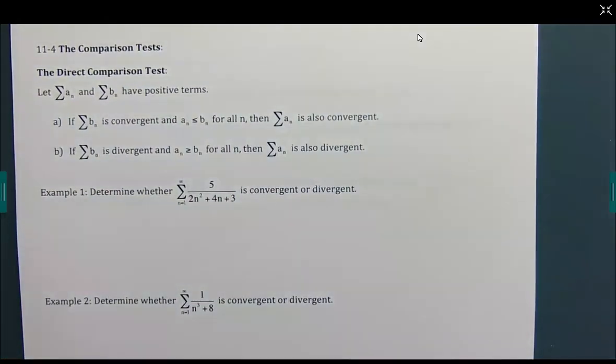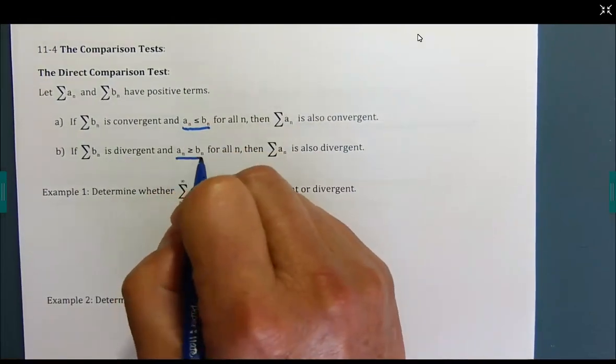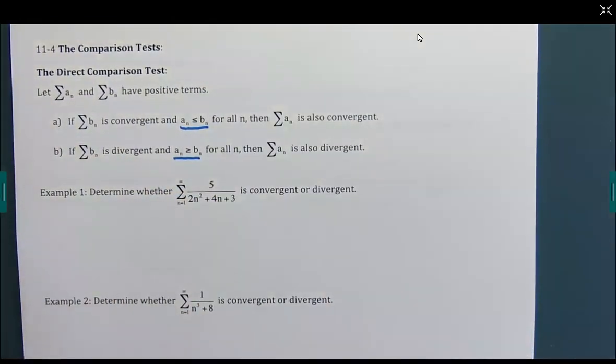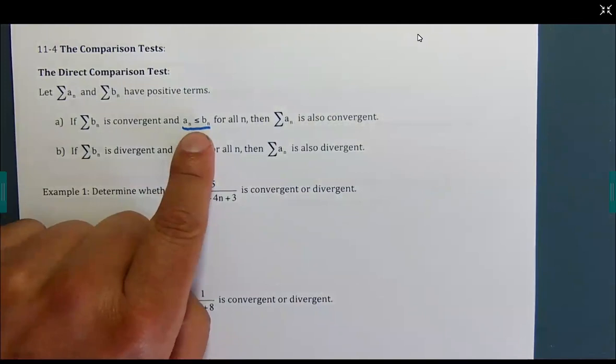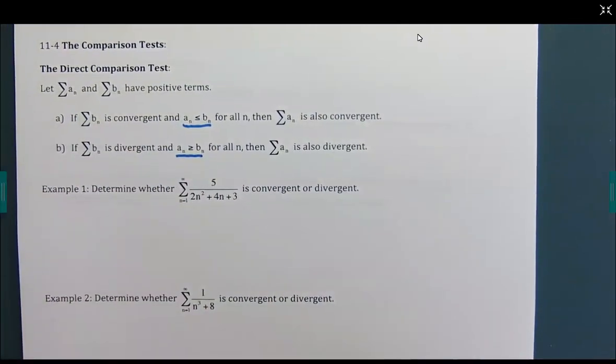Now, what makes this one, I'll just say my least favorite test, is that it has to follow this or this. And let's say this one's convergent and it's not that case. Well, all that means is we can't use this test. This test is not good enough for us. We need another test. And that happens. All right, let's jump into it with our example one.